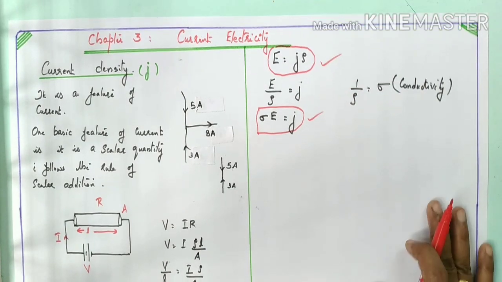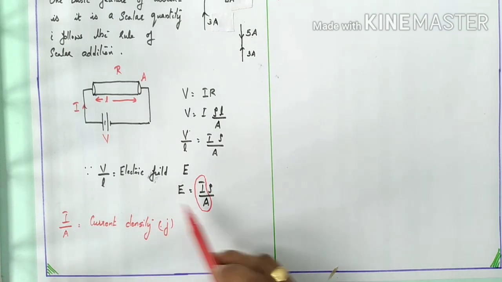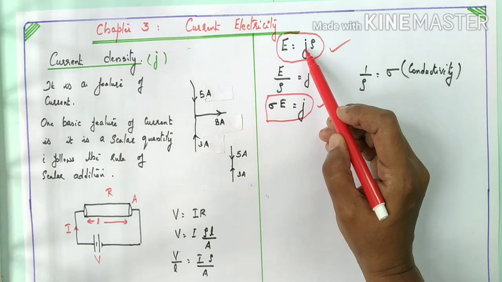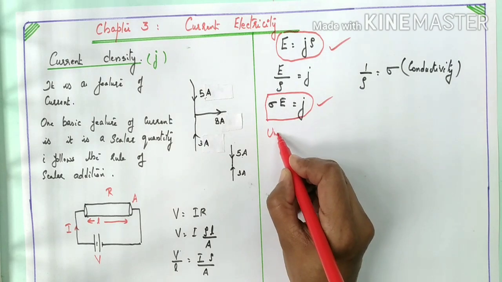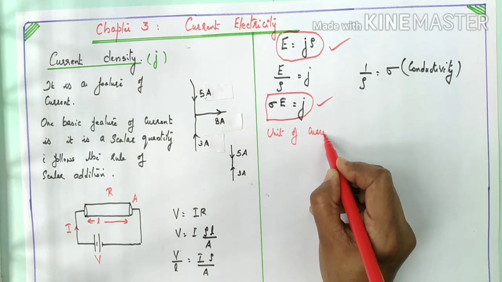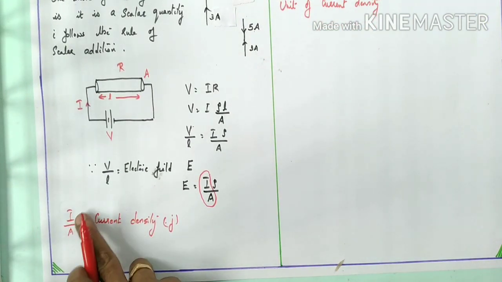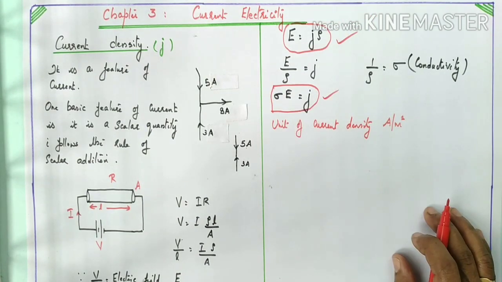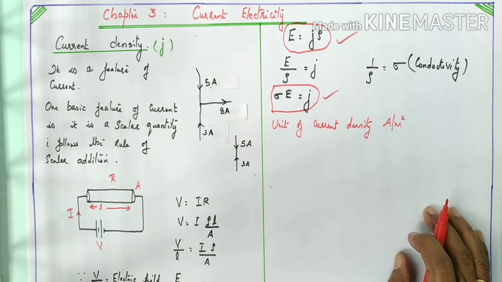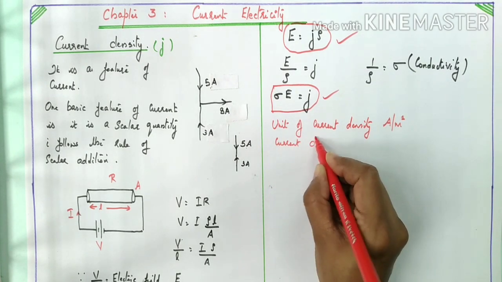Current density is defined as current flowing per unit area, and the two relations are E equal to J rho and J is equal to sigma E. Since the formula is current density is I by A, its unit is ampere per meter square. Current is a scalar, but current density is considered a vector quantity.